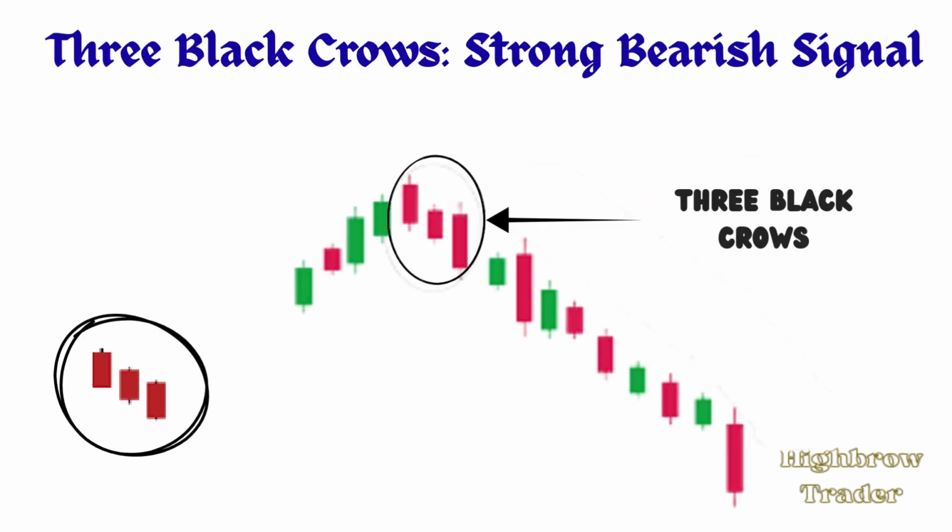The 3 black crows is the bearish equivalent of the 3 white soldiers, forming after an uptrend. It consists of 3 long-bodied bearish candles, each closing lower than the last. Each candle opens within or near the previous candle's body and closes at or near its low, indicating persistent selling pressure. Look at the chart below. Observe 3 consecutive red candles with small or no wicks, signaling a strong shift from bullish to bearish sentiment.